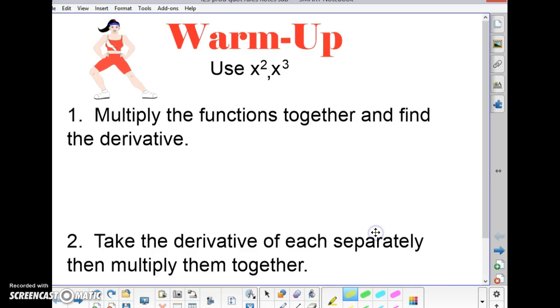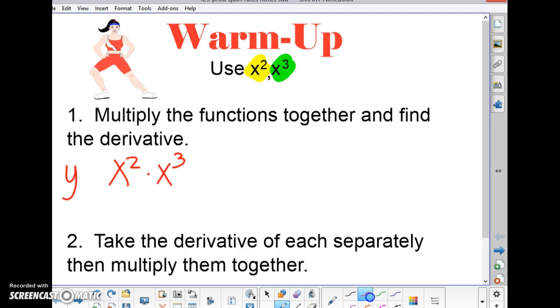To talk about a new rule in order to find a derivative that we haven't discussed yet. But before we get there, let's look at this question. I'm asking you to use x squared and x cubed. And we're going to do a couple things with those. The first is that we're going to multiply the functions together.